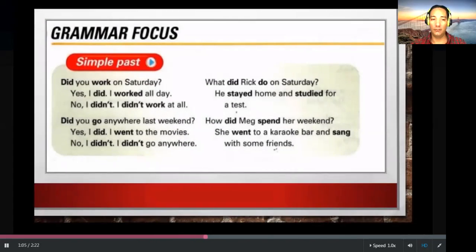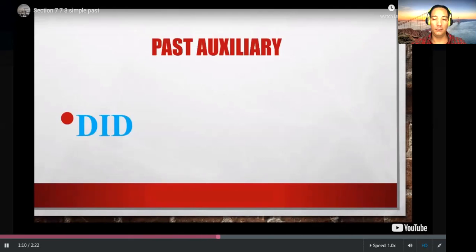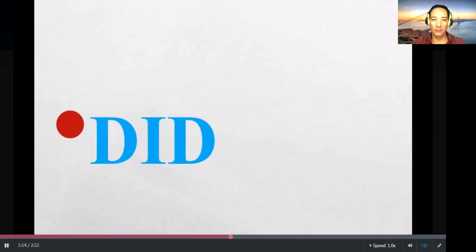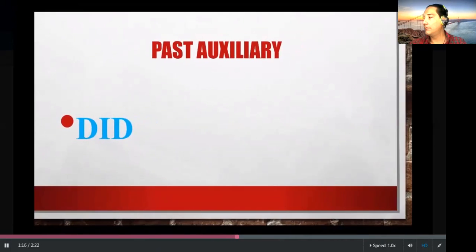Let's talk about questions in simple past. Did you realize the auxiliary we used? Did. We use the auxiliary did for questions and short answers, positive and negative. Did you realize what happened to the verb in the question after we used did?